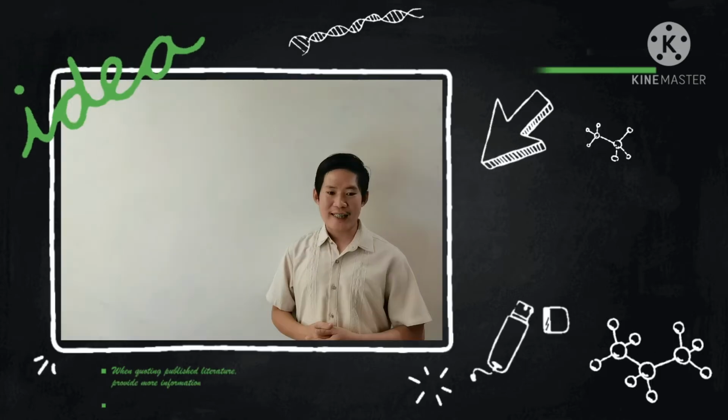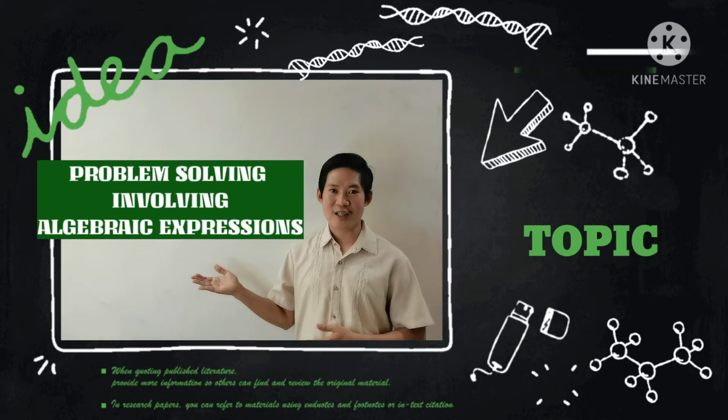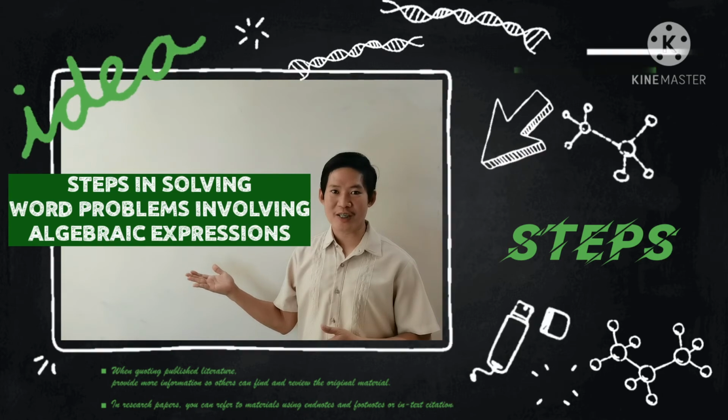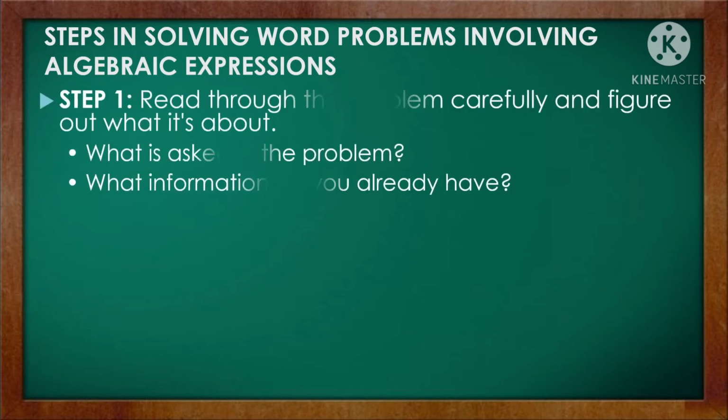Our topic for today is all about problem solving involving algebraic expressions. And here are the steps in solving word problems involving algebraic expressions. Step number 1. Read through the problem carefully and figure out what it is about. What is asked in the problem? What information do you already have?